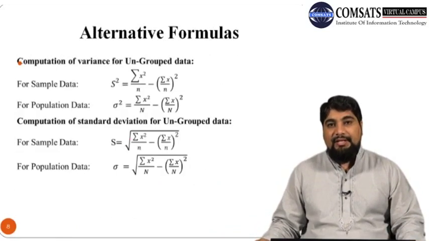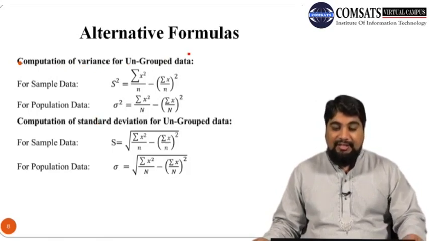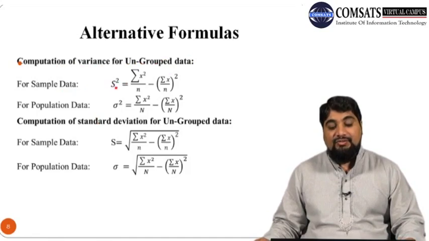So we have an alternative version of the formula for the variance as well as for the standard deviation. Computation of variance for ungrouped data in the alternative method: for sample data, S square is equal to summation x square over n minus summation x over n whole square. Similarly, for population data, variance is sigma square equals summation x square over capital N minus summation x over capital N whole square. Remember that capital N is the number of observations in the population data.